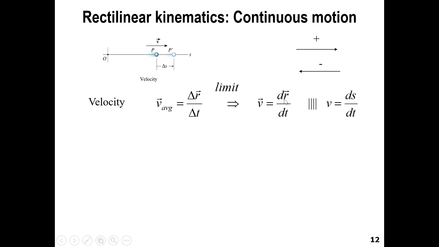For very small quantities, we use differentials. So dr over dt is velocity. And on the straight line, ds over dt is going to be v.